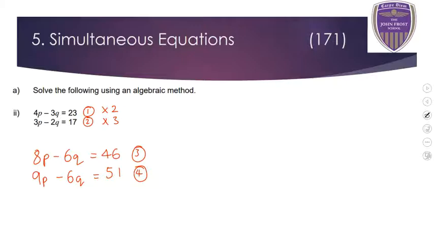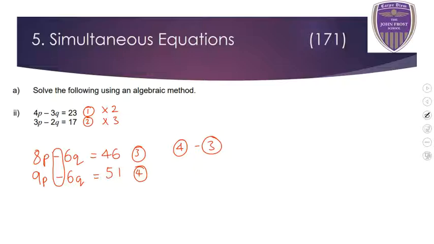Okay, so this time, both of the symbols are the same. They're both minuses, so when the signs are the same, we always subtract. So we're going to subtract these 2 equations from each other now, but you don't always have to subtract them in the way that they're written. It would be easier for this one if we did equation number 4 first and subtracted equation number 3.